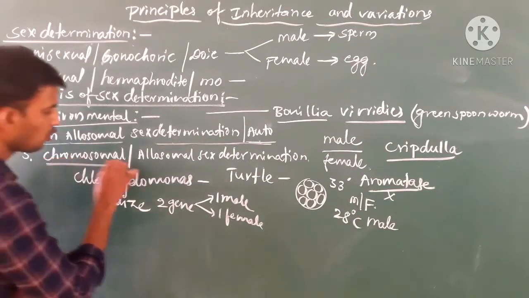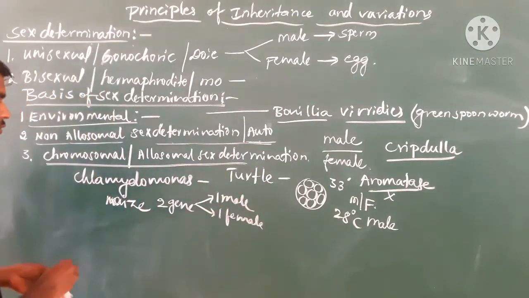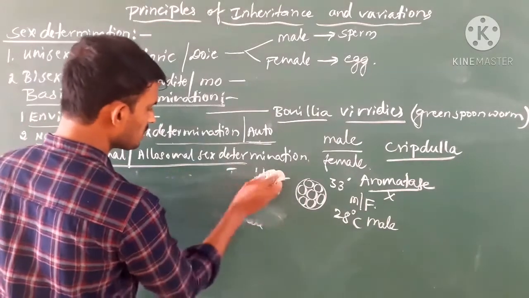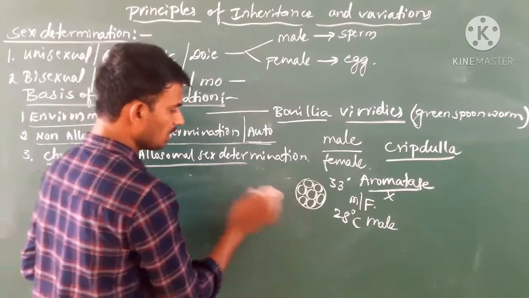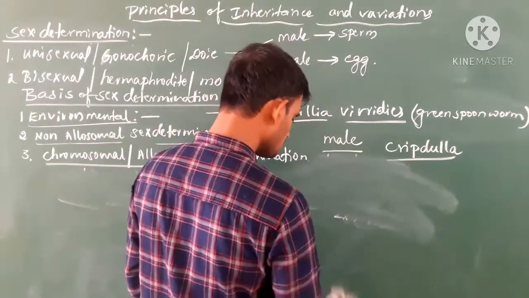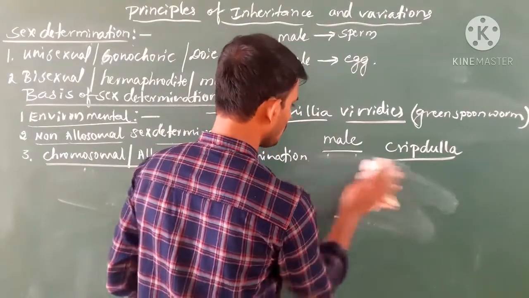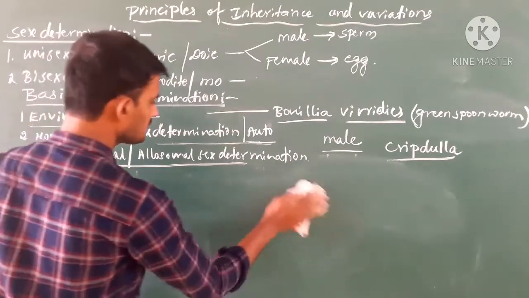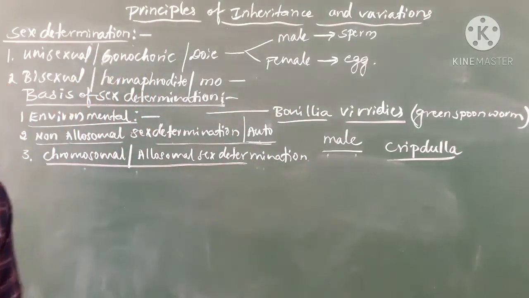Third one is the chromosomal or allosomal sex determination. In this type of sex determination, the allosomes or the sex chromosomes decide the sex of an individual. The allosomes are the sex chromosomes, they decide the sex of an individual.